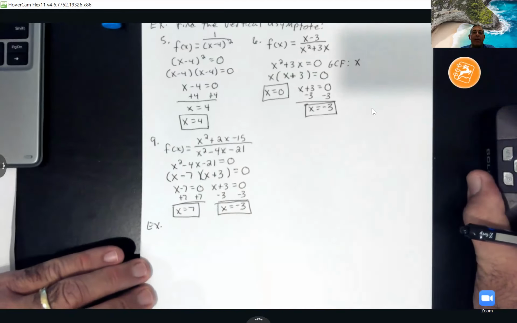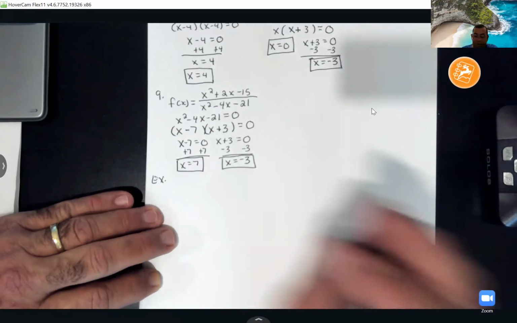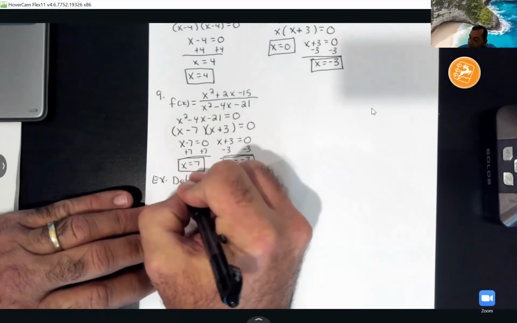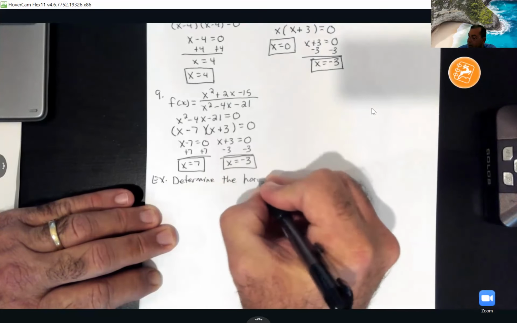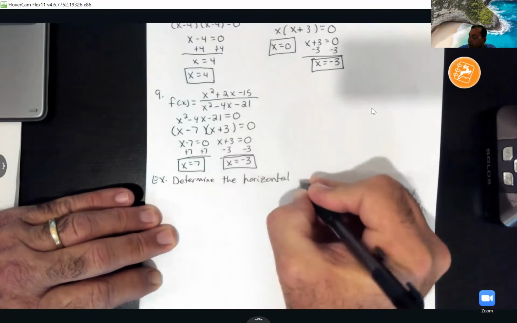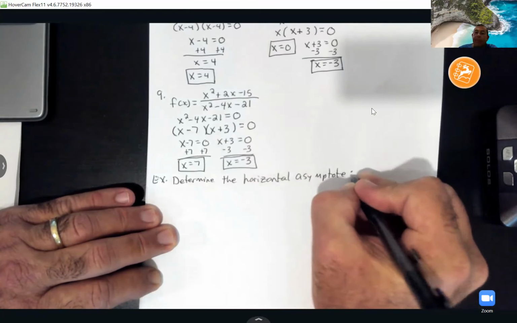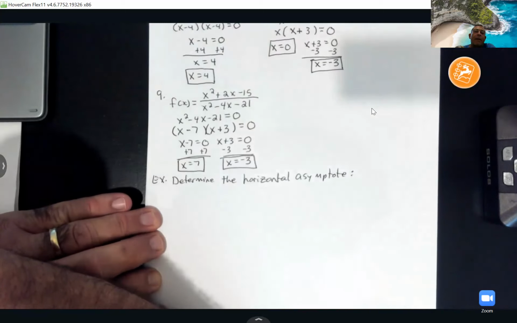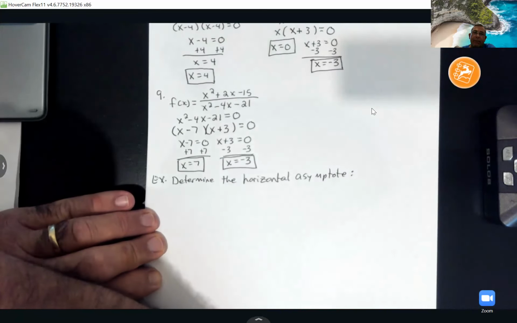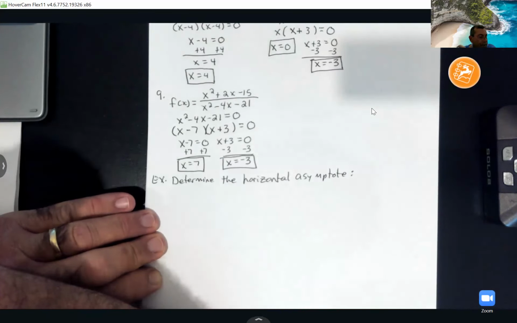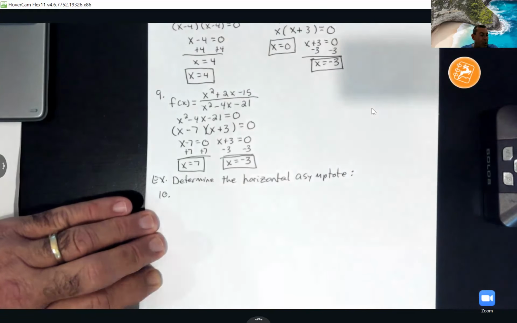All righty, so then we're going to do a few of these with the horizontal asymptote. So we're going to determine the horizontal asymptote. Now, we'll say this: that number 4 where I graphed it was the only one where you'll have an oblique asymptote, okay? The only one. All right, we're going to determine the horizontal asymptote.